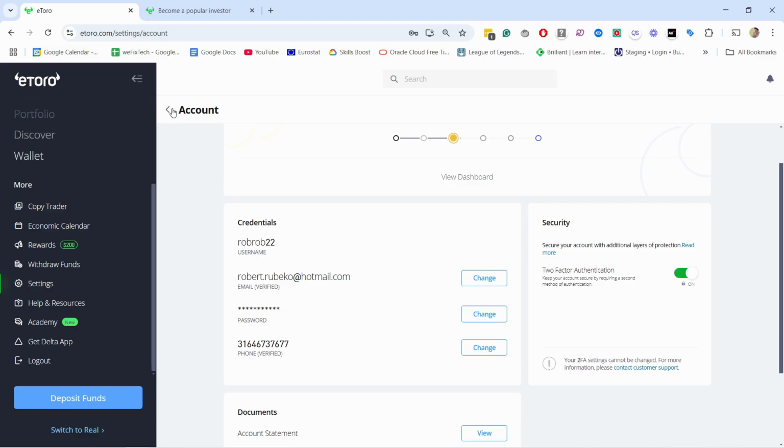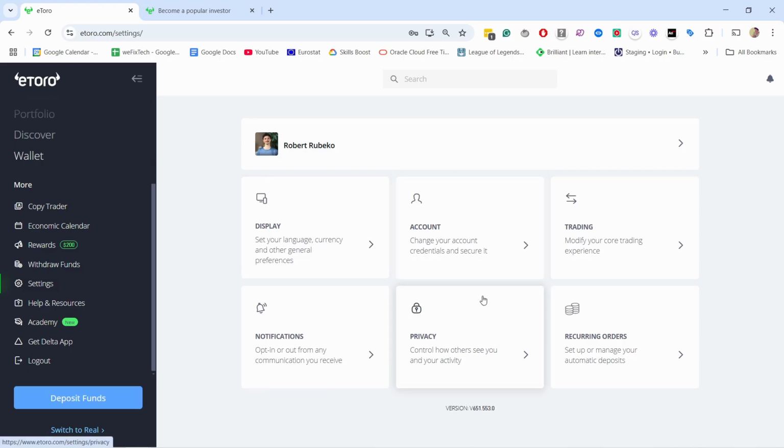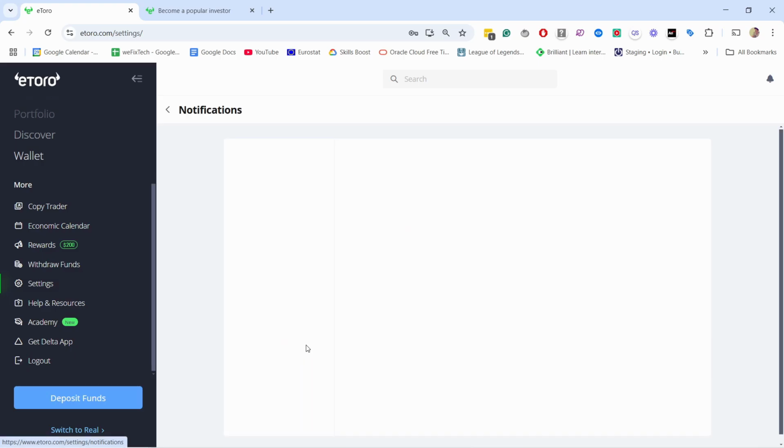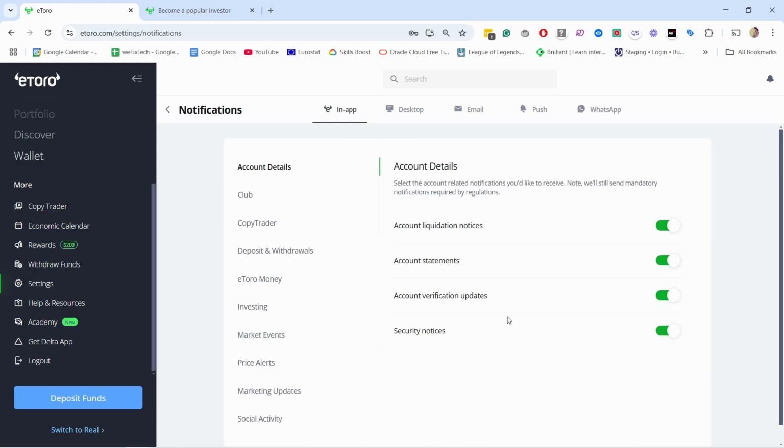Same thing for settings. I think the other thing you can take a look at here is the privacy and notification, because if you don't turn this off, you're going to get a lot of emails from eToro. So maybe you want to reduce that to the most important ones. You can set them here, email, for example, just remove the ones that you don't care about.